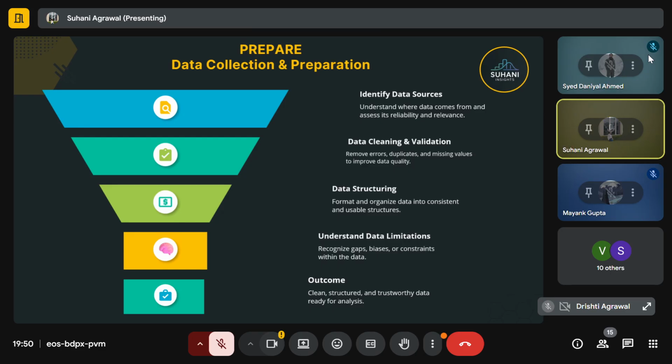So cleaning it is much needed. For that, it can be done in four easy steps. First is to identify our data source, meaning where our data is coming from and whether it's reliable or not. Is the data coming from a relevant source where I can trust it or not?